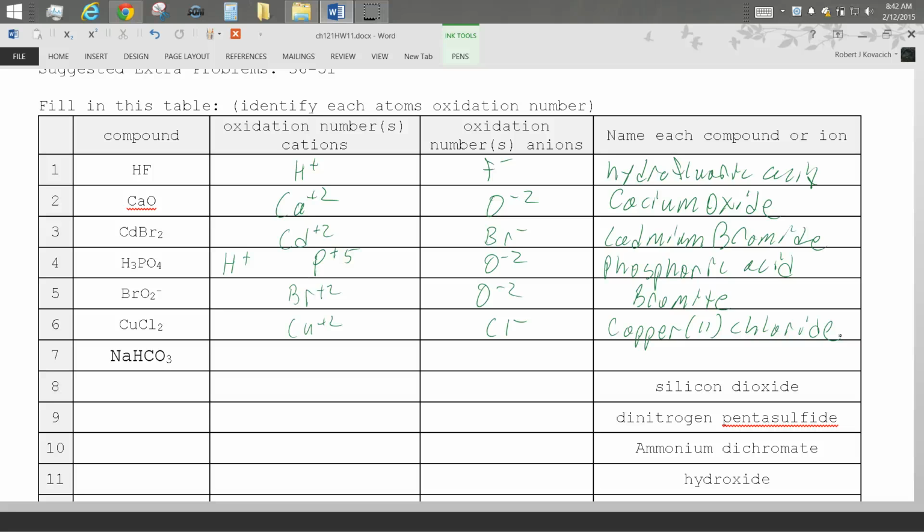Cations for number 7. The sodium's a positive charge. The hydrogen is a positive charge. The oxygen is a -2 charge. And that leaves me with a carbon that's got a +4 charge. A name for this one? Sodium hydrogen. Yep.